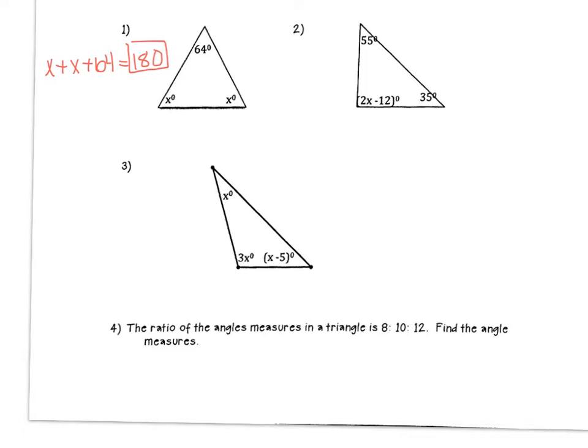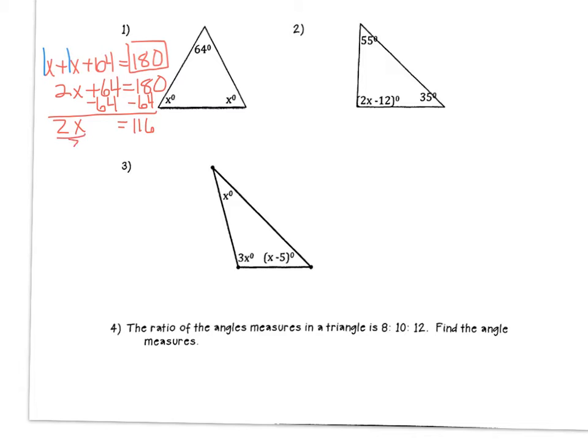Now do your algebra. You might put little ones in front of these x's. So 1x plus 1x is 2x, plus 64 equals 180. Subtract 64 from both sides. 2x equals 180 minus 64, 116.